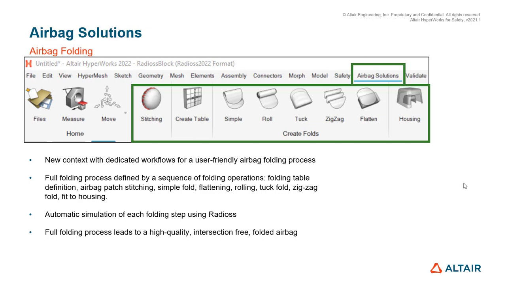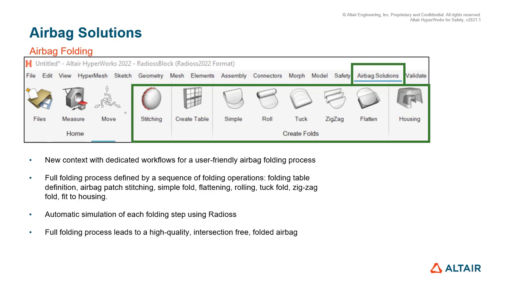Let's look at airbag solution, mainly airbag folding. So we are going to see the workflow and the process of folding the airbag. When you are in Radioss profile, you are going to see this tab, airbag solution. And once you click on that airbag solution tab, you are going to see this ribbon menu. This is a step-by-step process, and it starts with creating the table, then simple fold, then roll it, tuck it, zigzag, flatten it, and then finally fit the airbag into the housing or the canister.